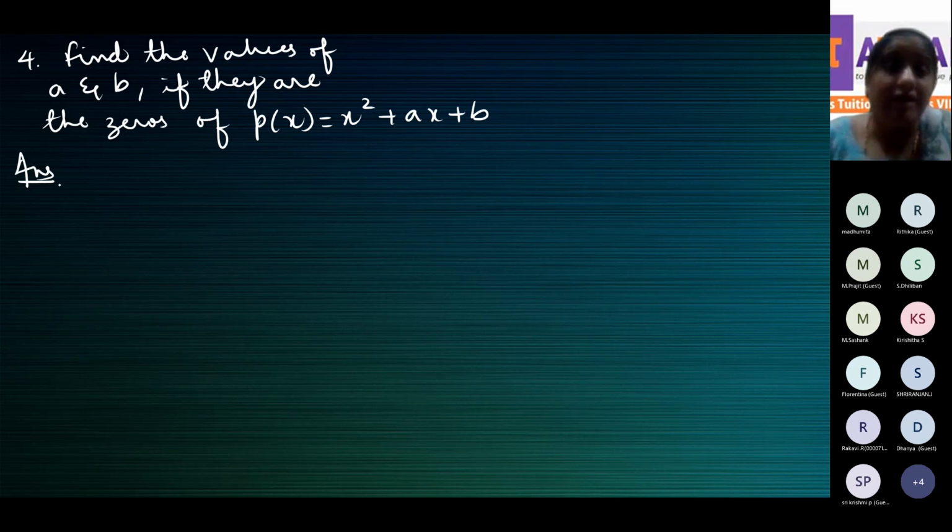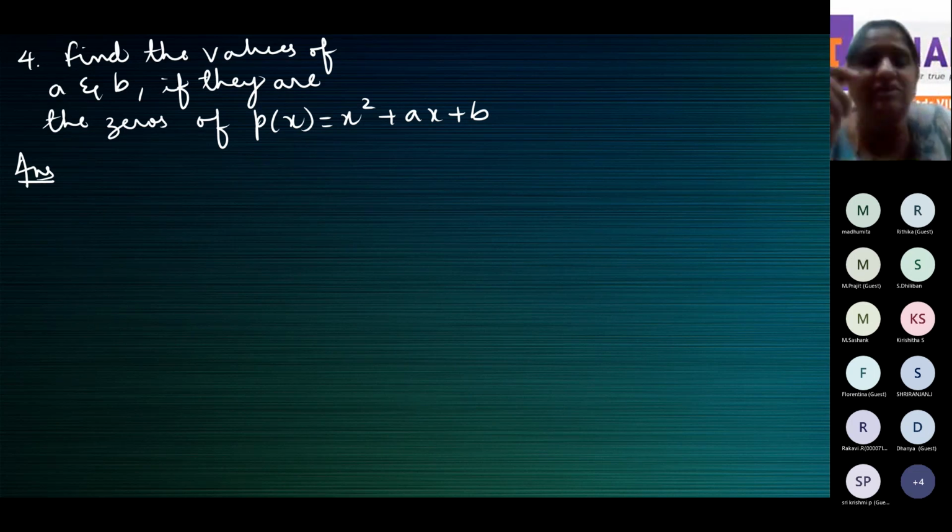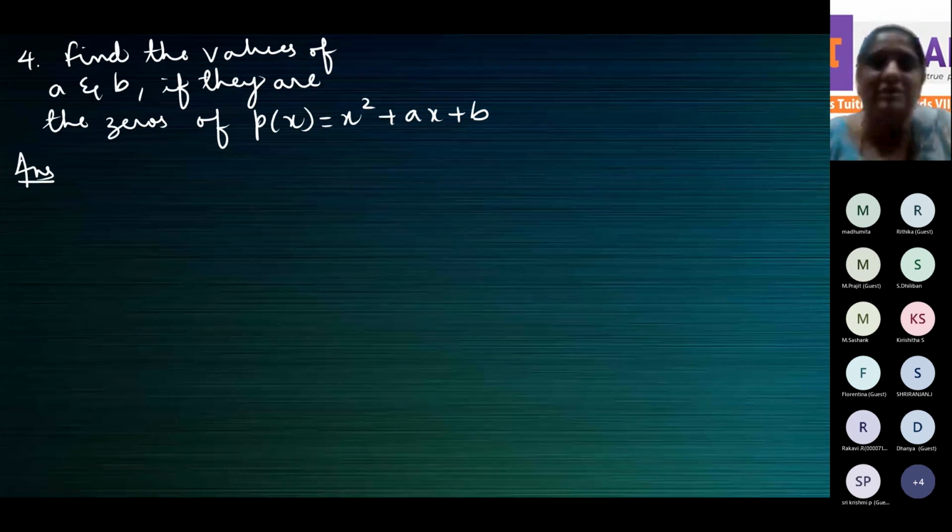Find the values of a and b if they are the zeros of this polynomial. So for this polynomial, earlier it was given that alpha and beta are the zeros. Every quadratic polynomial can have a maximum of 2 zeros. In general, they are called alpha and beta, but here they are called a and b. So what are a and b? The zeros. Normally alpha and beta, but here a and b are alpha and beta.